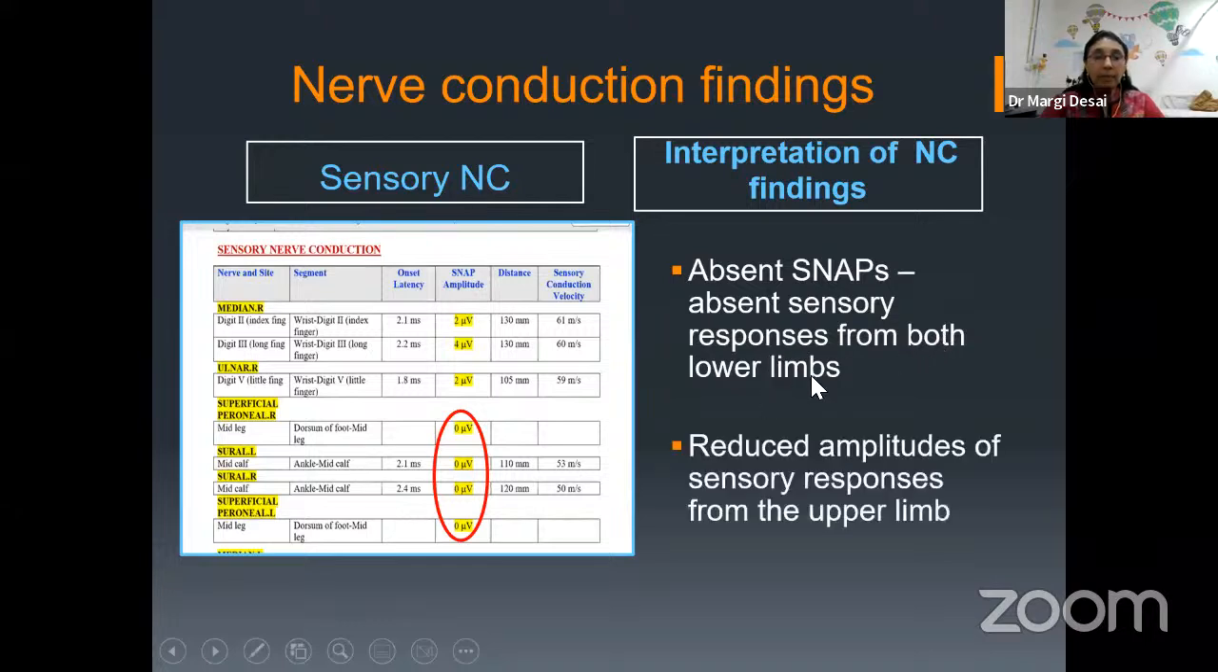And now let's look at the sensory conduction in the upper limb. So if you look here, these values are small. So there are reduced amplitude of sensory responses from the upper limb as well. So this tells us that there is a sensory neuropathy in the lower limbs more than the upper limb.